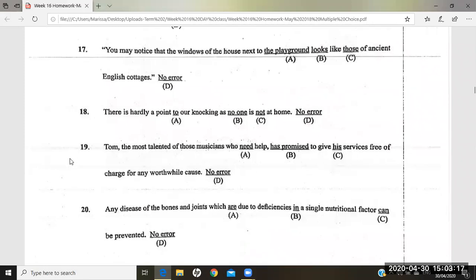There is hardly a point. You may notice the windows of the house next to the playground look like those of ancient English cottages. Miss, I put D. No, it's not D. There's an error. Miss, so I can answer it. You may notice that the windows of the house next to the playground looks like those of ancient English cottages. So what's the subject of the sentence? The windows of the house, right? So that's plural. Look at the verb of the sentence now and see what's wrong.